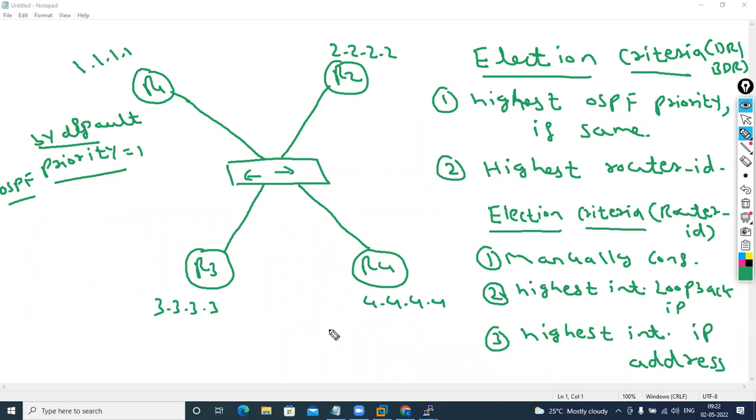First of all, tell me why we require a BDR? DR was enough, right? Backup, for backup's sake. If you talk about this BMA network, how many adjacencies are required? It is n into n minus 1 by 2, that is 4 into 3 by 2. So a total of 6 full adjacencies if you don't create a DR and a BDR. If you talk about 10 routers, then we'll have 45 adjacencies. As the routers go on increasing, your full adjacencies go on increasing and there is more flooding of LSAs inside the network. That's why they implemented the concept of DR and BDR.